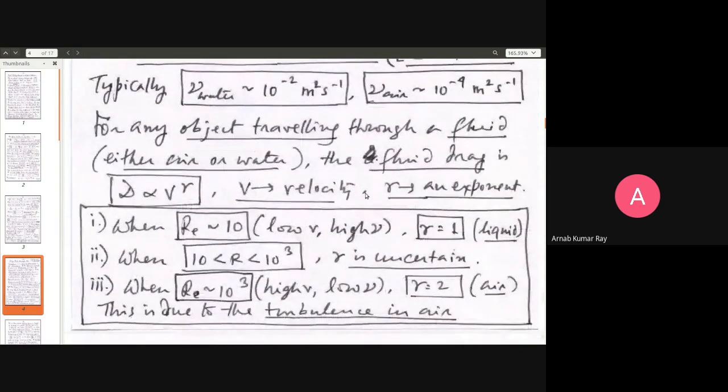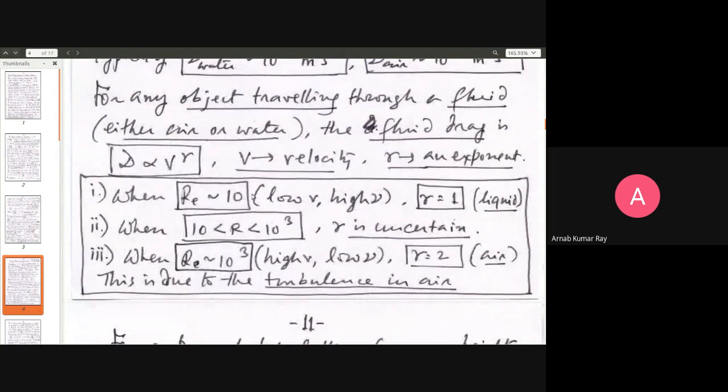So here's the answer. Low V, high nu, the Reynolds number is of the order of 10. And in that case, it is an experimental fact, there's no theory behind it, that gamma is equal to 1. If gamma is equal to 1, then D is proportional to V raised to the first power of V.